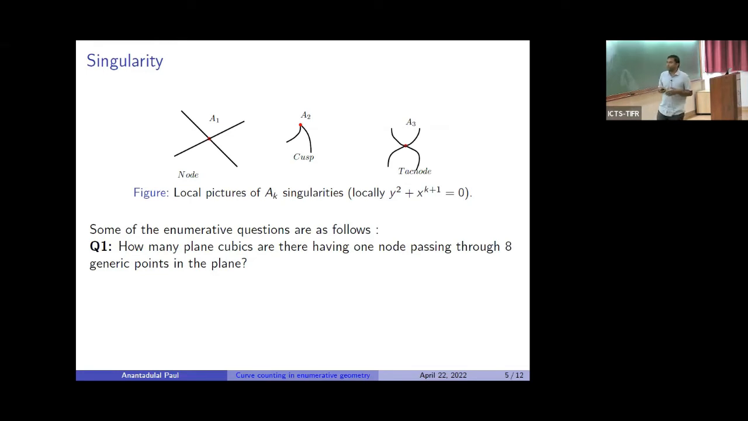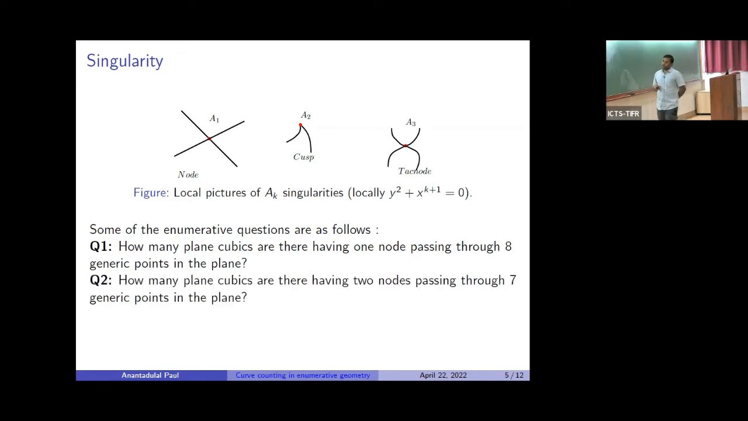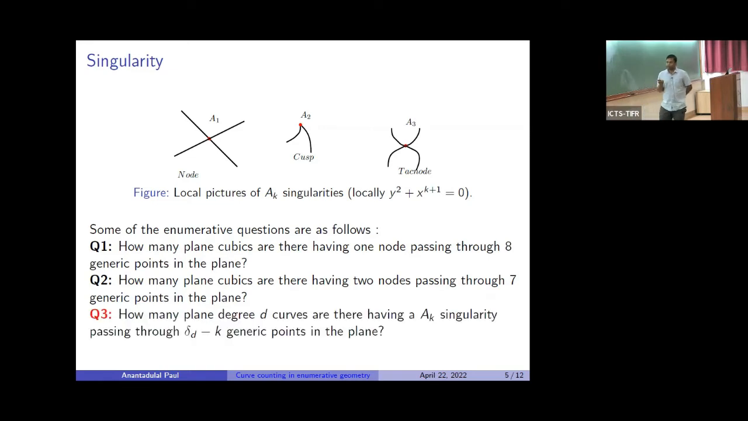Let me ask you to believe me that imposing a node is basically one condition. Then a second question I can ask is, can you count cubics with 2 nodes passing through 7 generic points? And so we can also ask how many degree D curves are there through delta D minus K points with an AK singularity. This is very difficult, and only one conjectural solution is there, but that's not explicit.